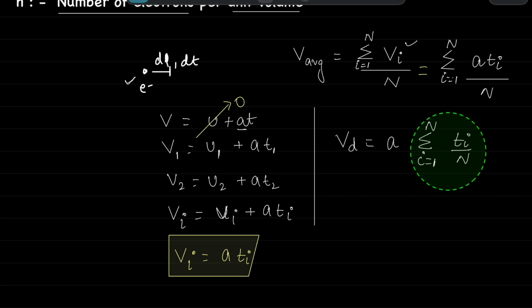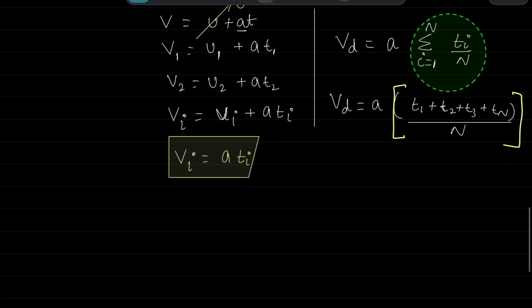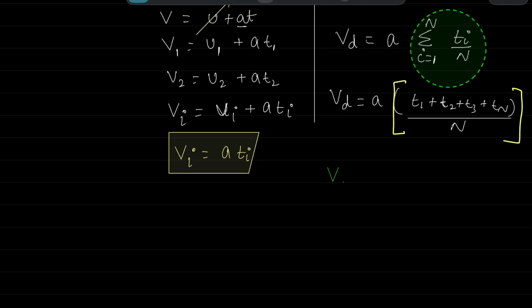We can write it as Vd is equal to A times T1 plus T2 plus T3 till Tn divided by the total number of electrons. This value that we write is actually the average of the total time taken. So we can represent it with a symbol called tau. So Vd is equal to A into tau.